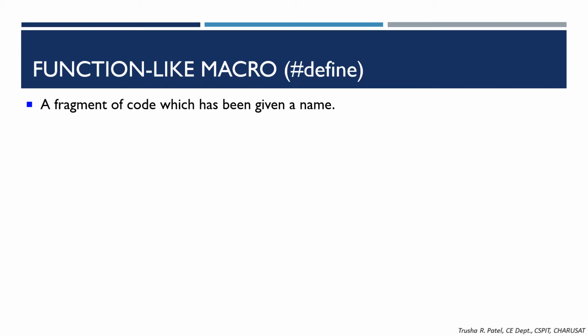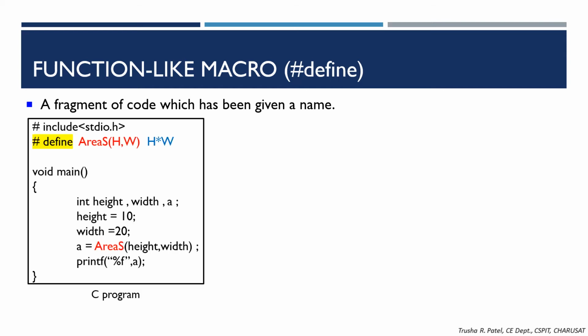This can also be defined using the #define statement, a fragment of code which has been given a name. Let us have an example. #define area has two parameters h comma w, and the body of that function is h multiplied by w, and this area I have called from my program.